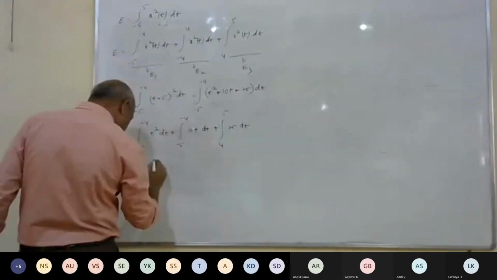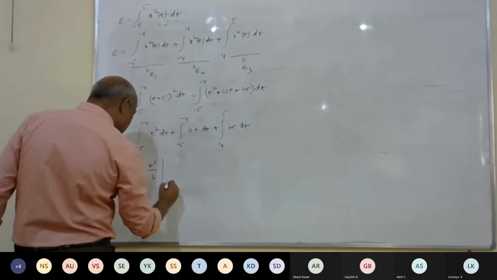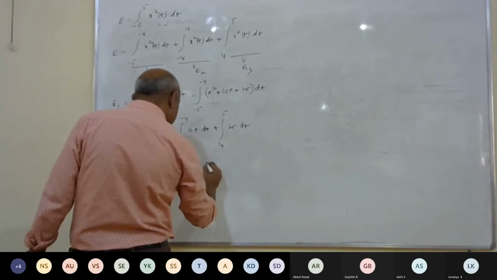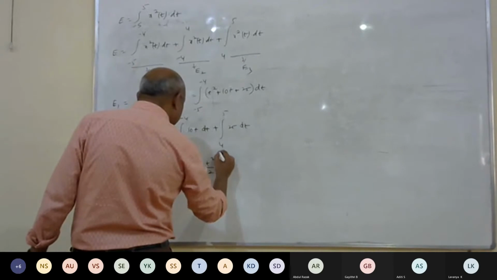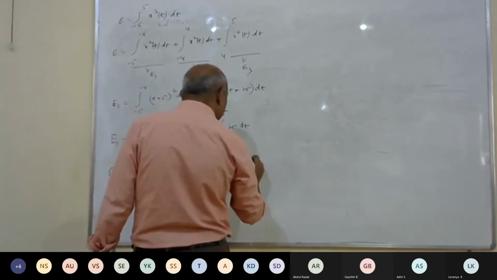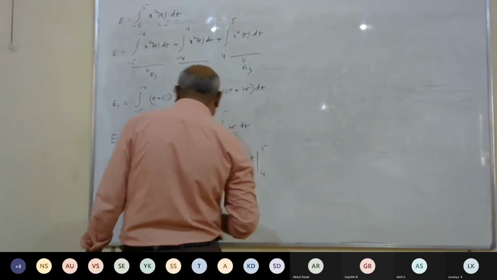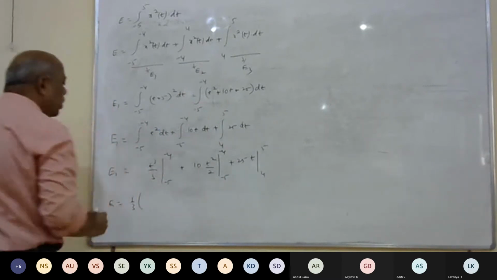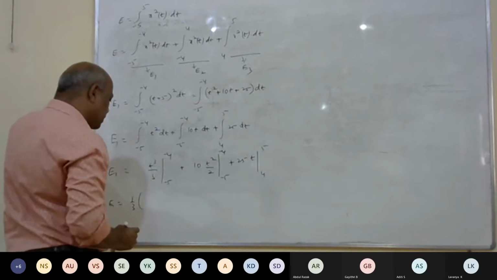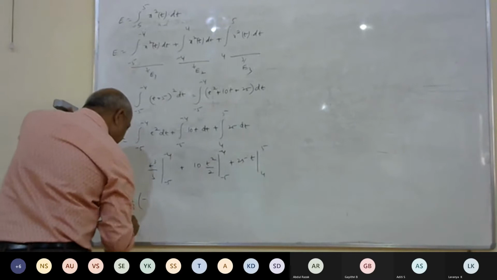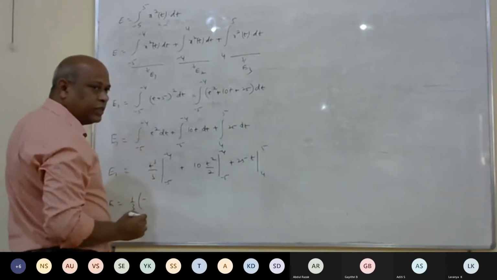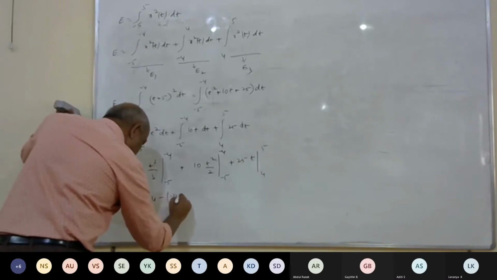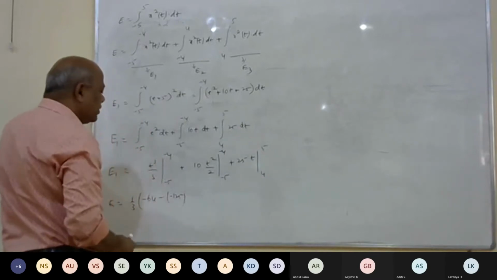That is E1 equal to: the integration of t square is t cube by 3, substitute the limits -5 to -4, plus 10 t square by 2, apply the limits -5 to -4, plus 25t, apply the limits -5 to -4. So E1 is 1 by 3 outside, -4 whole cube. How much is -4 whole cube? 4 fours are 16, 16 fours are 64, so minus 64, minus of minus 5 cube, 5 fives are 25, 25 fives are 125.